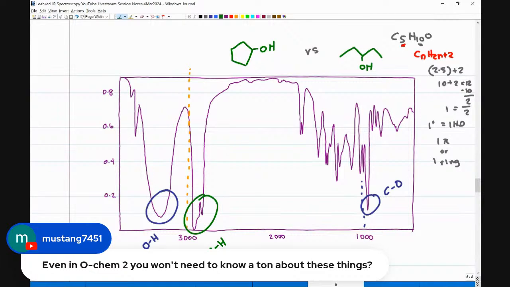Or multi-spec. That is how your professors really like to do it. Here's IR, here's NMR, here's HNMR, CNMR, mass spec. Go figure it out.